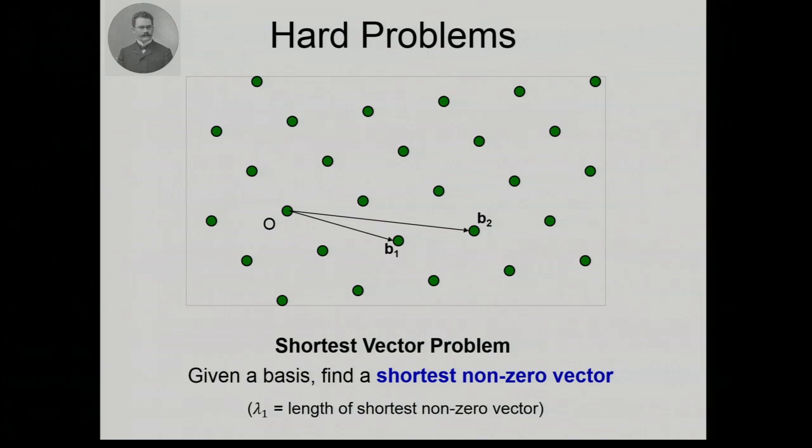The quantity of interest in lattices is the length of the shortest vector in the lattice. Of course, it has to be a non-zero vector because 0 is always a lattice vector, right? It doesn't make any sense. Shortest non-zero vector, I call that lambda 1. This is a fundamental quantity of interest in lattices.